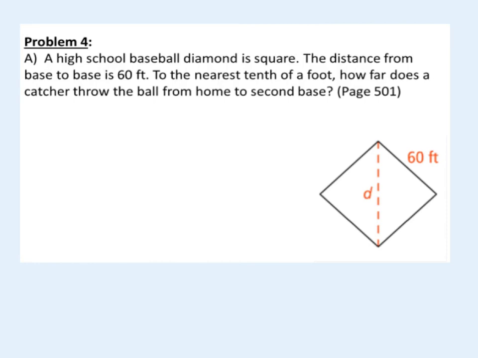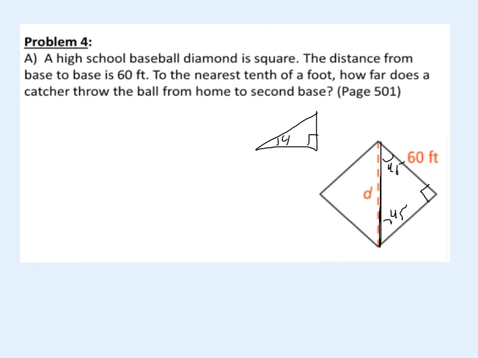Here I have a word problem. The distance from a base is 60 feet. So in this picture, saying that I have a square, how far does the catcher have to throw? A few things I know: each angle in a square is 90 degrees. Now, if I cut this in half, that means that each of these two angles would be 45. Why? Because 90 divided by 2 is 45. So now I'm dealing with the 45, 45, 90 triangle.